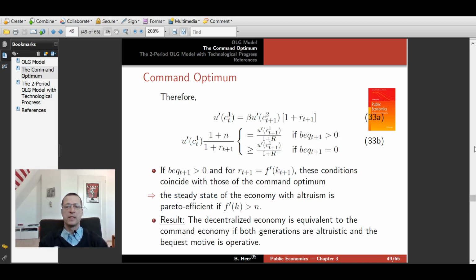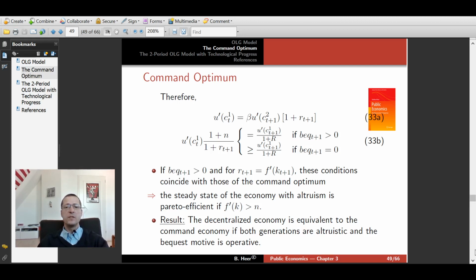And of course, again, the same reasoning applies to this decentralized economy with altruistic bequests. We have dynamic efficiency as long as this discount rate r is not below 0.